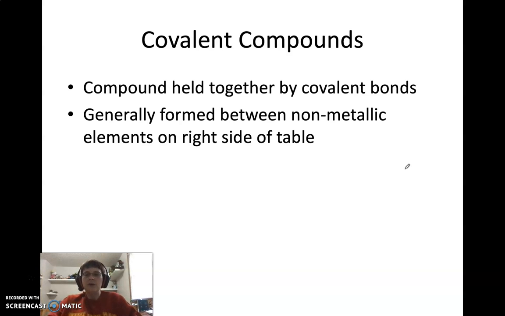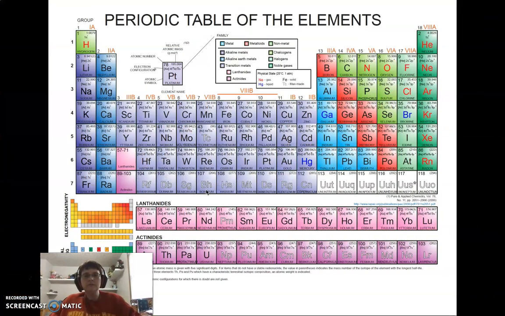table. So if we take a look, we are generally going to be building our covalent compounds from the elements on this side of the table. Most of our covalent compounds you're going to see being built from the elements over here.